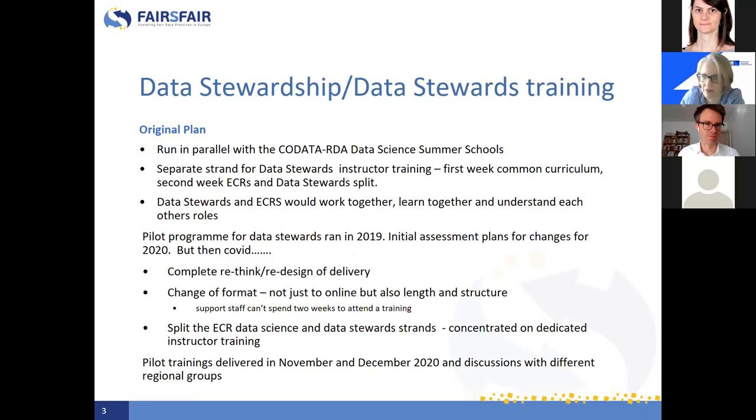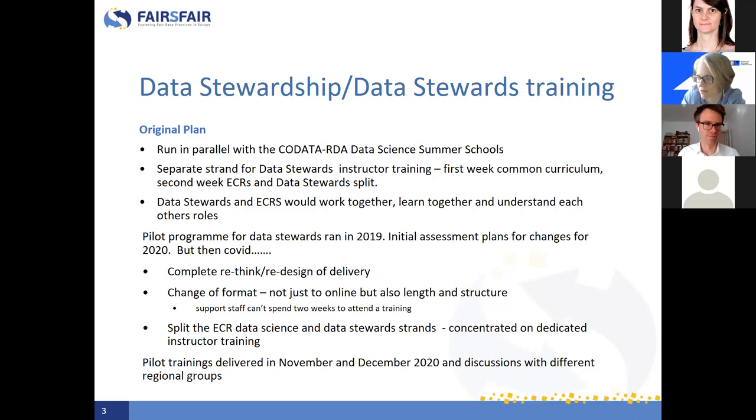So what have we been doing? We had a plan. This is a 3-year project. It started in 2019. We have a whole series of events we were going to do. Our original plan was that we were going to run the data stewardship training alongside the CODATA RDA data science summer schools. There was going to be a separate strand of data stewards, instructors who would work alongside early career researchers in the first week on a common curriculum, and then they would split out and do some specific data stewardship type training.